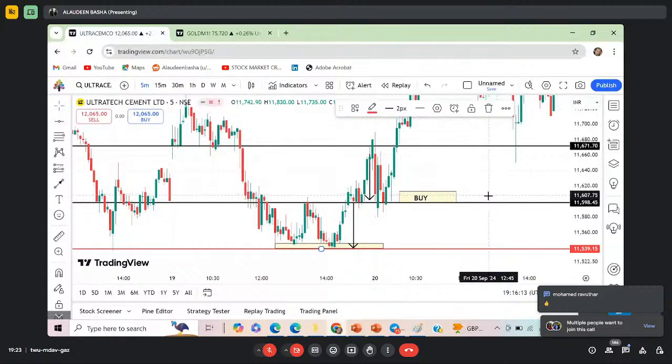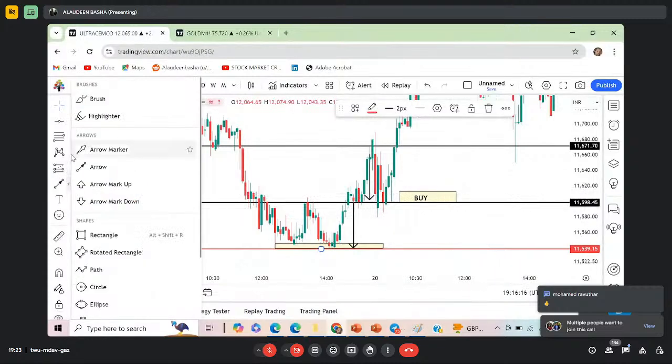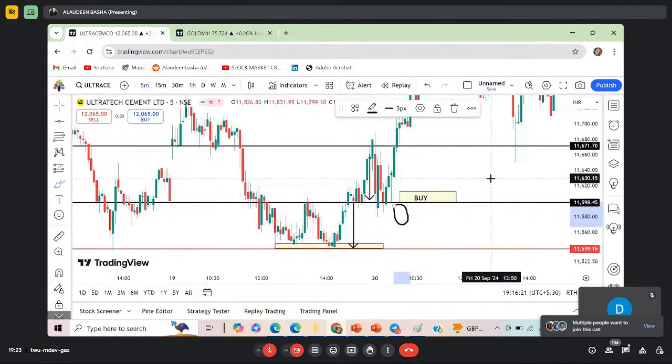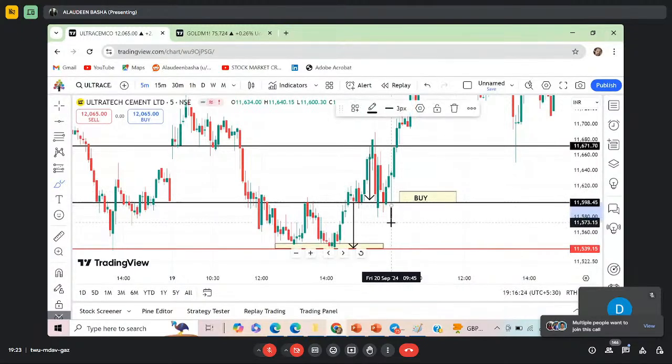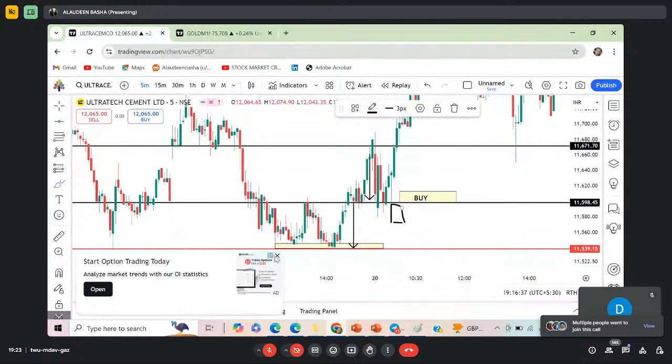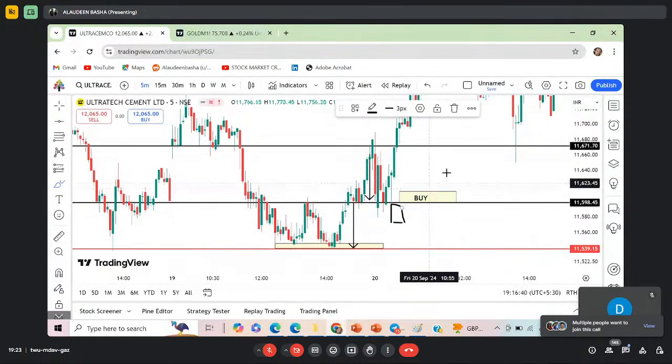But my suggestion is, once it closes below this line, you can exit. Once a candle closes below this line, better to exit. Clear? Any doubt in double bottom? Double top and double bottom are the easiest way to find your trade in the stock market.